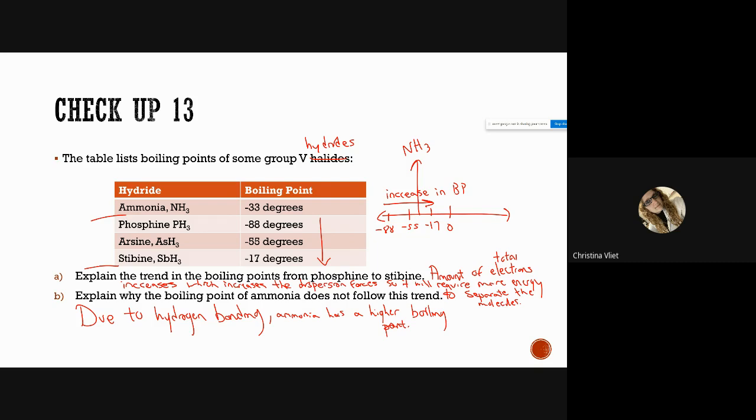So you're pointing out what's the difference. Hydrogen bonding is a stronger force of attraction. Stronger force of attraction means there will be a higher boiling point. And so that's checkup 13 from the textbook. Let's see how close we are to done with this first part.